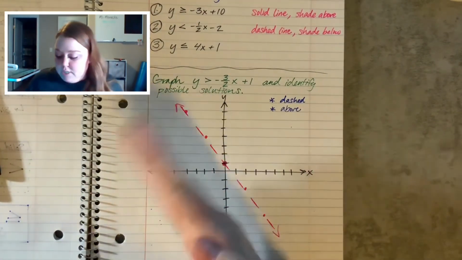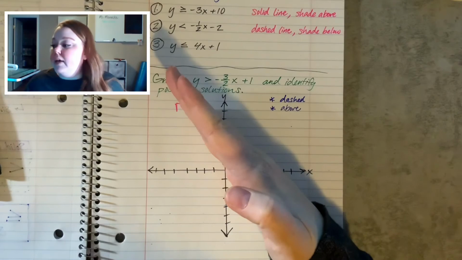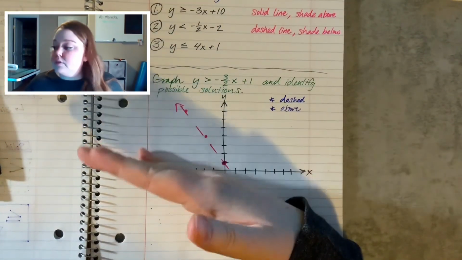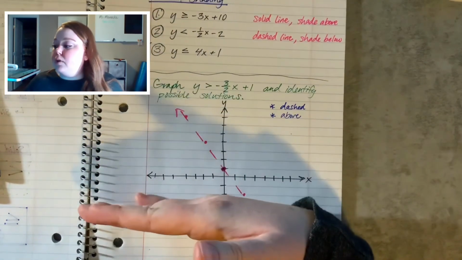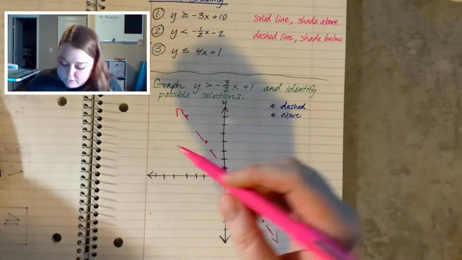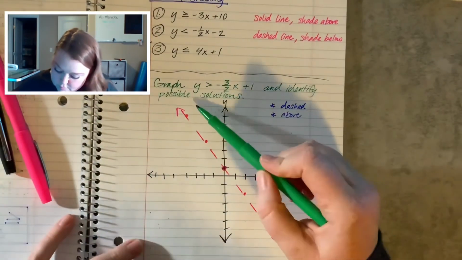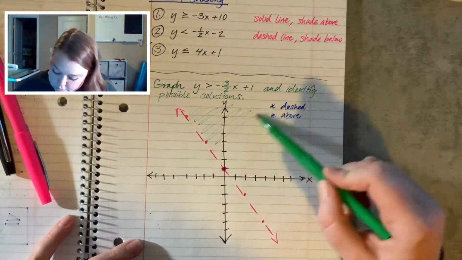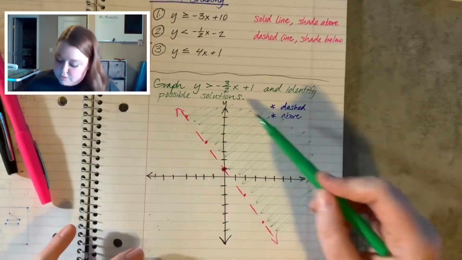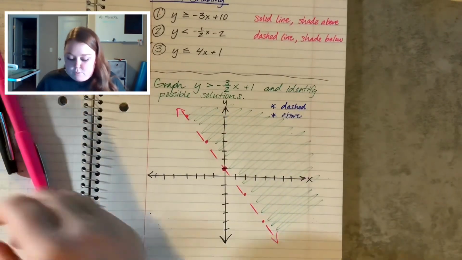Some kids have a hard time knowing what's above. I just think about if this line were to fall right now, which direction would it fall in? It would fall this way. So that's down, that's below, which means this way is above. So you would literally just shade this direction. Anything over there is a possible solution.